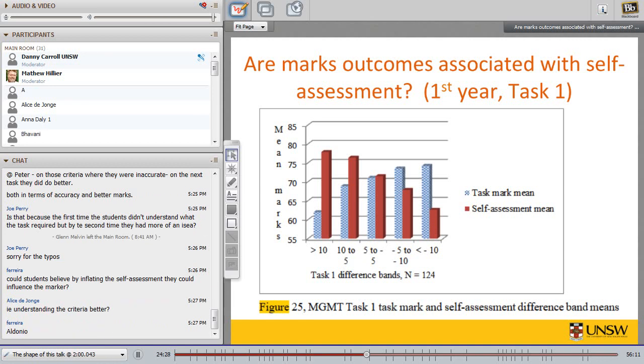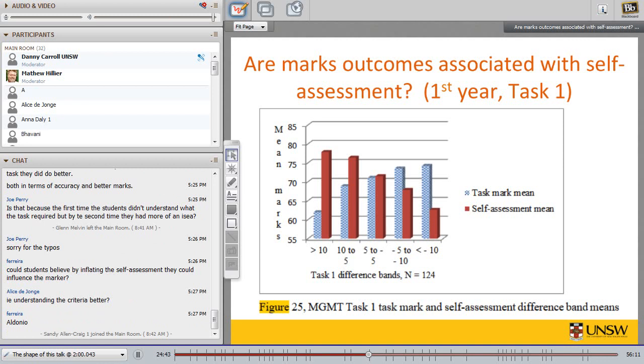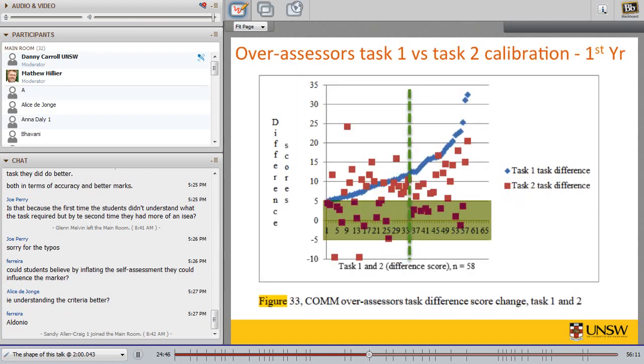Ferreira, sorry, I don't know your first name, but no, we told them quite explicitly, and I think they understood it, that the academics, the markers, couldn't see their self-assessment until after the marking process was completed. So we told them that several times in several ways, at lectures, by email, and in the system. So I'm just going to press on a little bit.